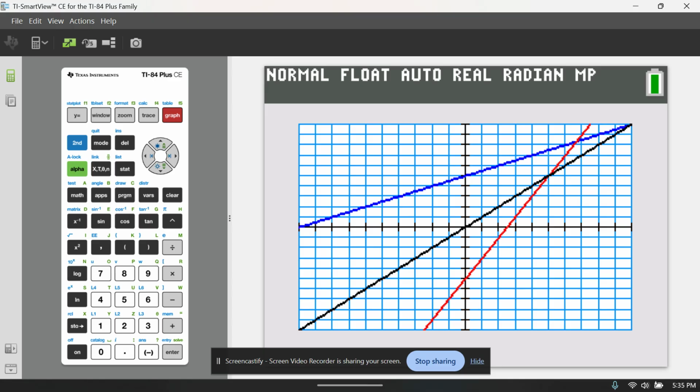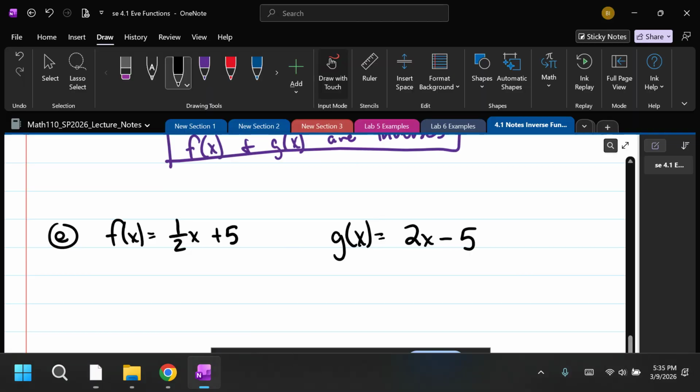Now, it does look like the red and the blue one reflect, but do they reflect across y equals x? No. So you can see where they're crossing is not on the black line. So that should tell me, hey, these are probably not inverses of one another. I'm going to do the composition and just prove that they aren't with the composition in one direction.